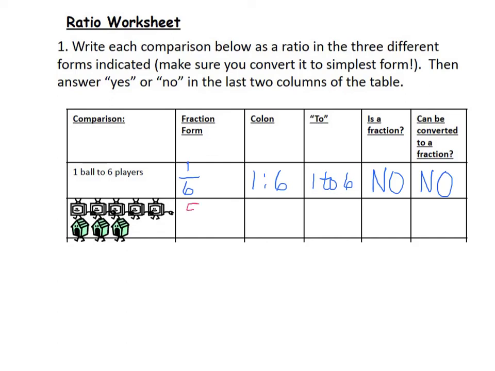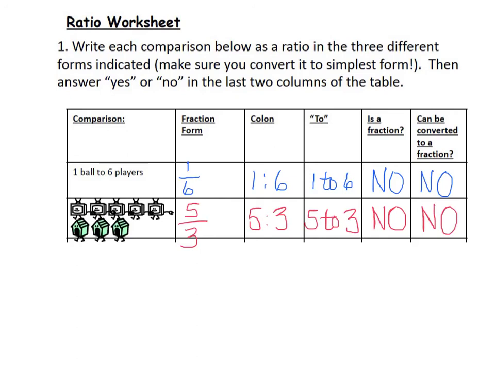Okay, so the second one, it looks like televisions to dog houses. So we have 5 televisions for 3 dog houses. As a colon, it would be 5 to 3. And using the word to, it would be 5 to 3. Is it a fraction? It is not a fraction because this is part to part, not part to whole. And could it be converted into a fraction? No, it cannot, because we cannot change 3 dog houses into one whole group of anything.